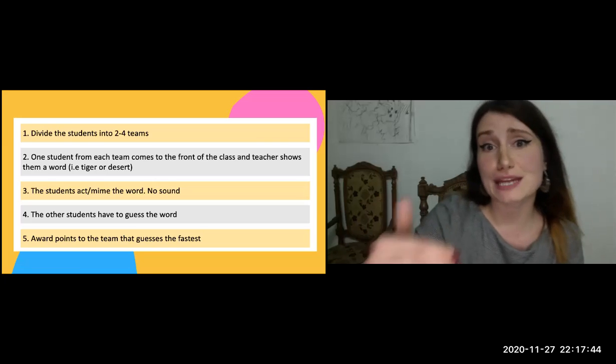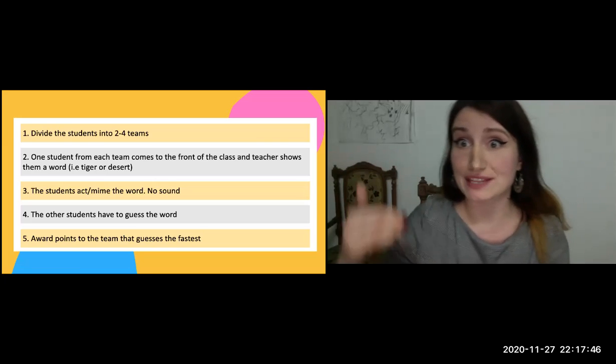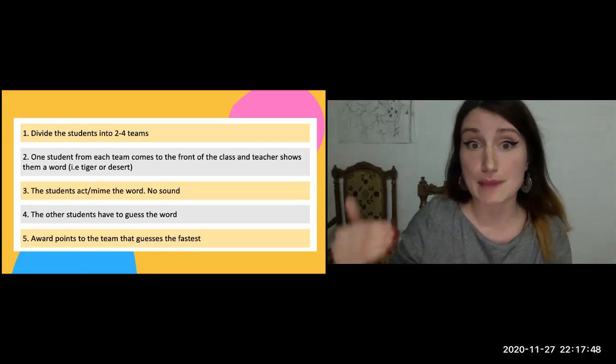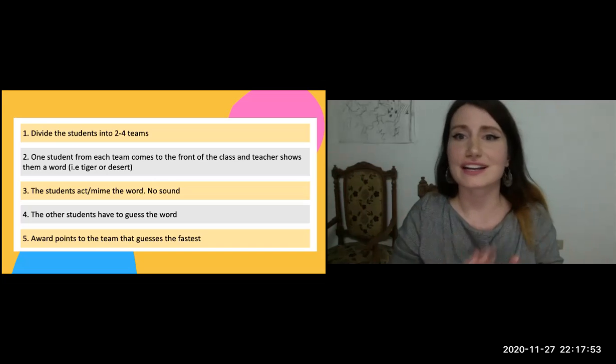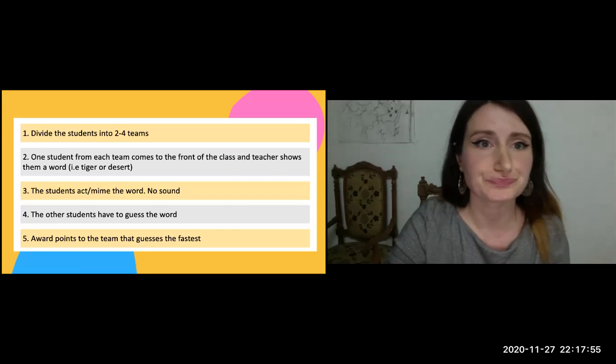And I would say just make sure that you're swapping the students that are doing the acting and miming. And once again, if there's students that don't want to do that, absolutely fine. It's no problem at all.